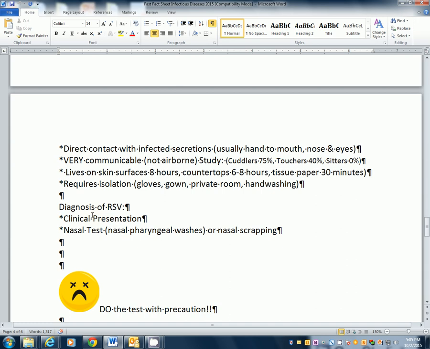Of those that came in and were just sitters, 0% got RSV. Those that came in and just touched the baby and other items in the room, 40% of those got RSV. But those that picked the baby up, cuddled the baby, held the baby, 75% of those got RSV. It lives on skin surfaces for 8 hours, countertops 6 to 8 hours, and tissue paper 30 minutes. You need to know those. It requires isolation in the form of gloves, gown, private room, and hand washing.